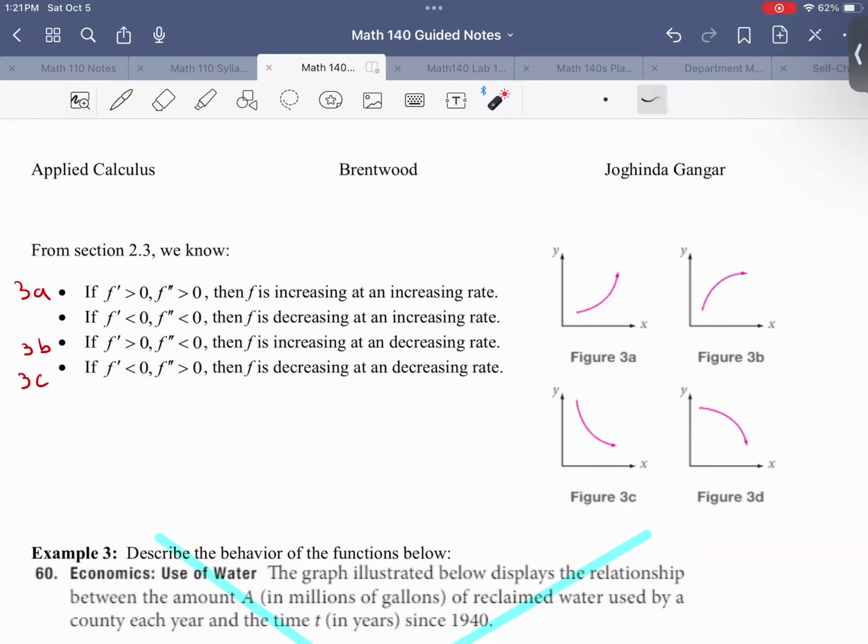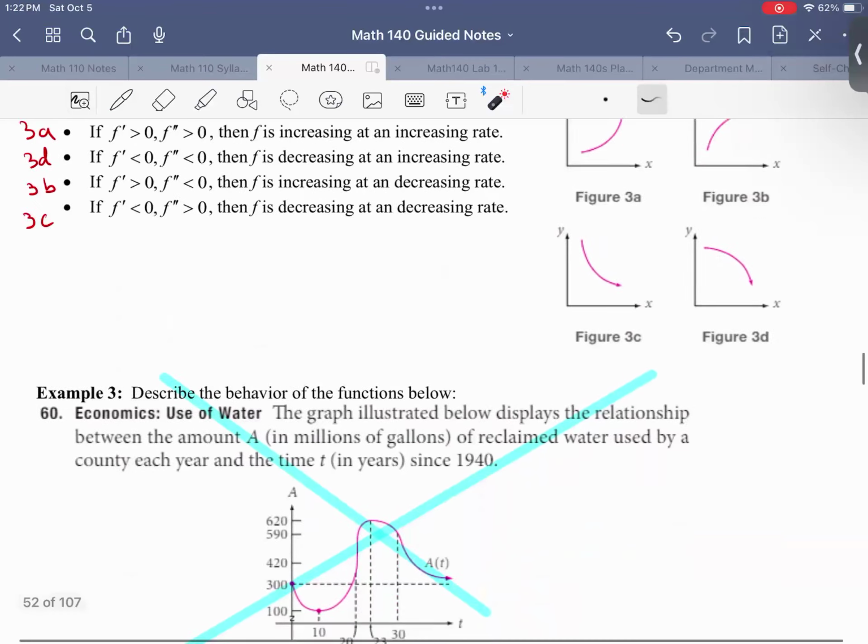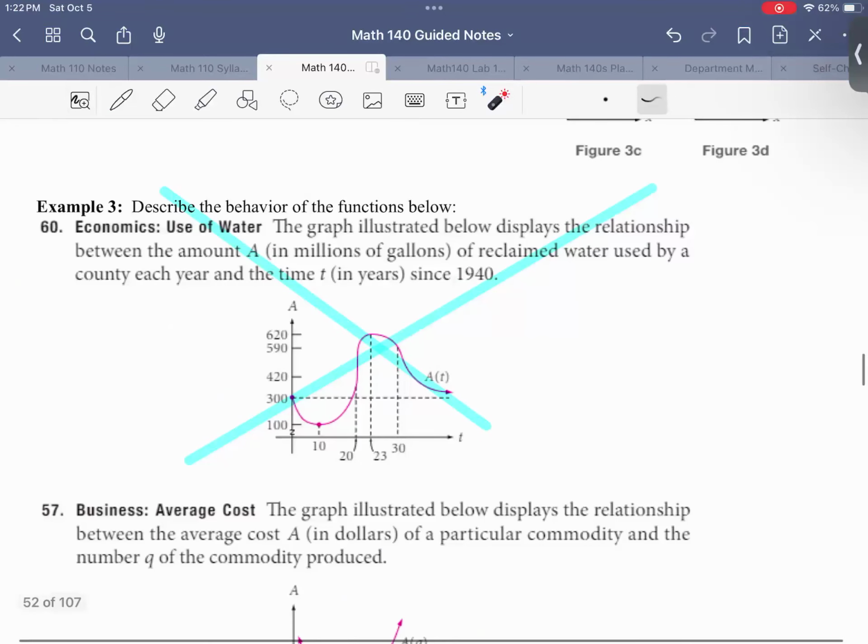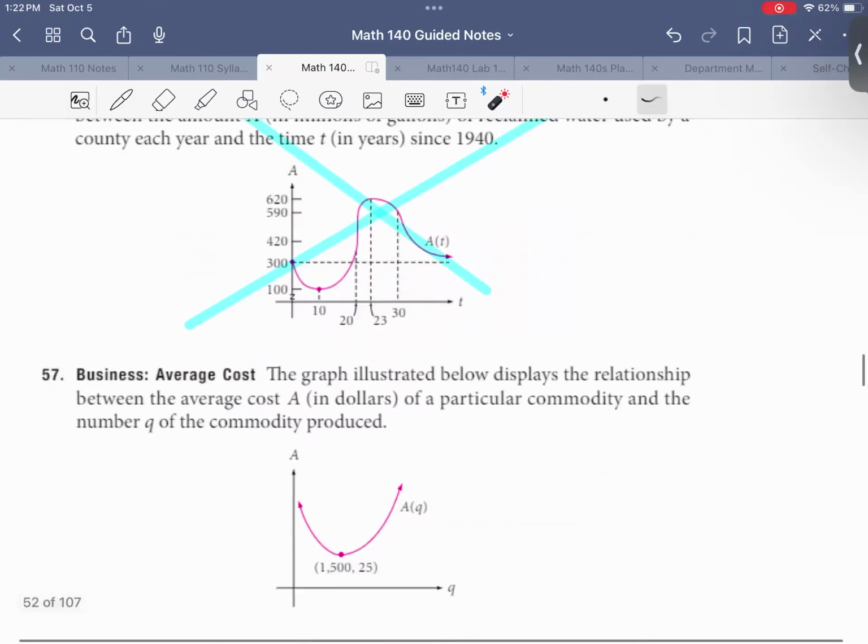And this last one, we are just decreasing, just going straight down. So decreasing at an increasing rate. That decrease is increasing, right? It's not slowing down. So I would say 3a, 3d, 3b, and 3c, kind of matching them up with here. But what are we doing this for? So let's go ahead and we can actually interpret graphs like this. So we're going to skip this one. This one's a little too involved.